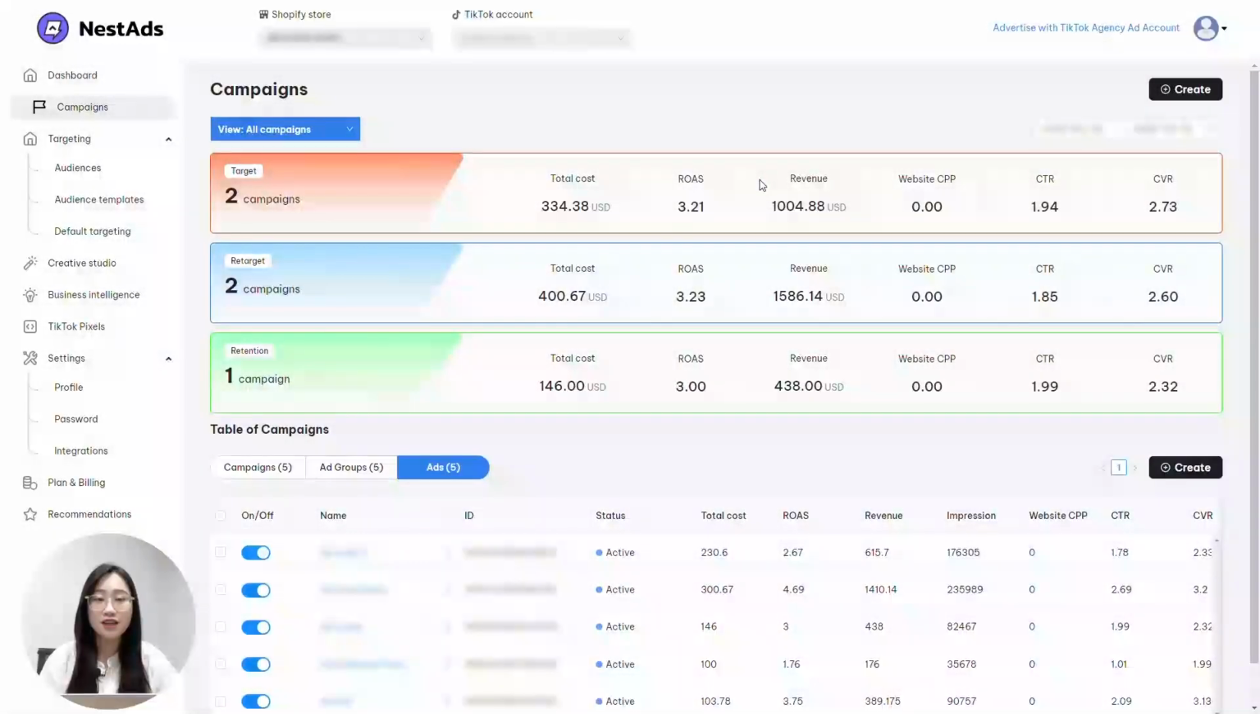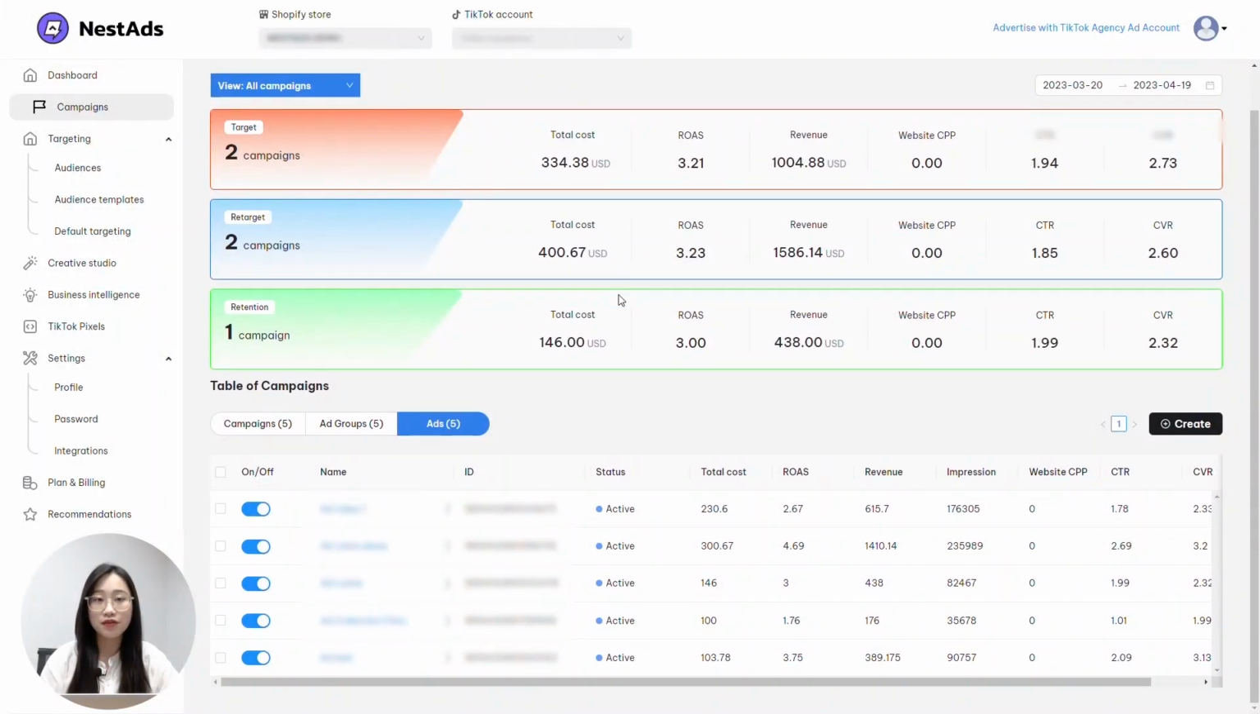By using NetAds, you get free access to all the data recorded in each campaign and ad group thread. You will have all the same key metrics for campaign, ad group, and ad level. First, you can get a bird's eye view of TikTok Ads performance.